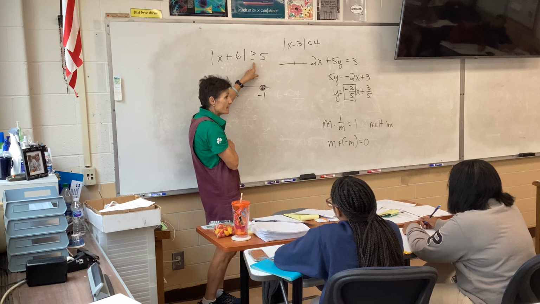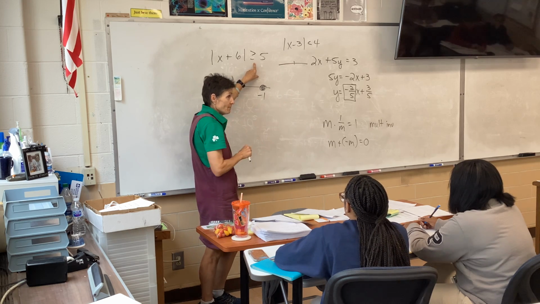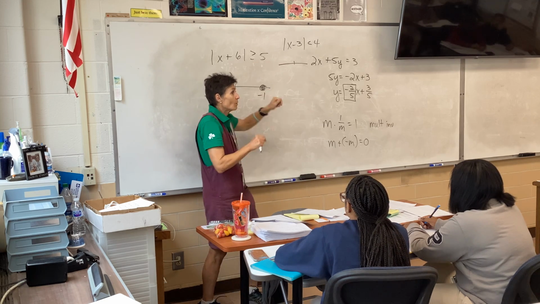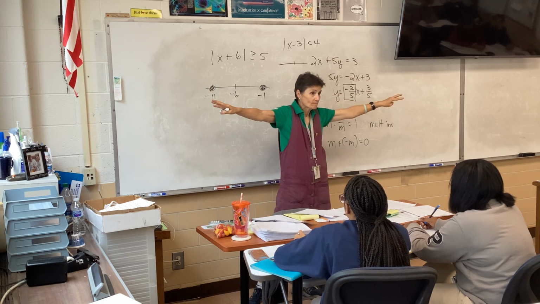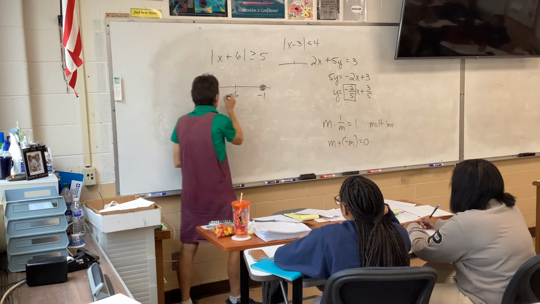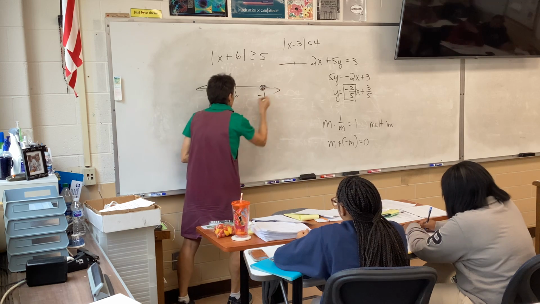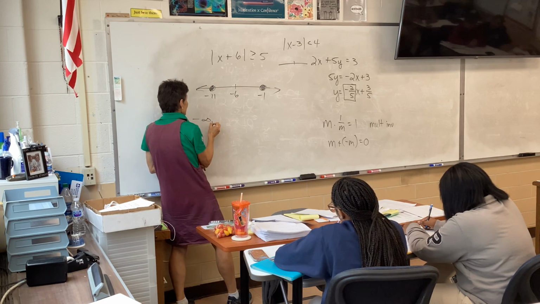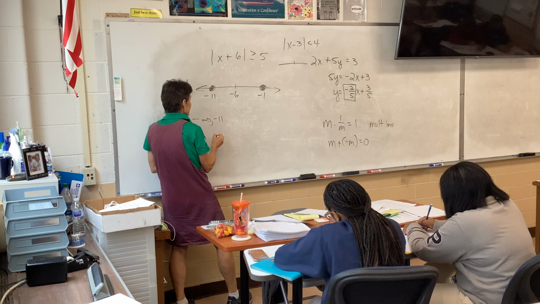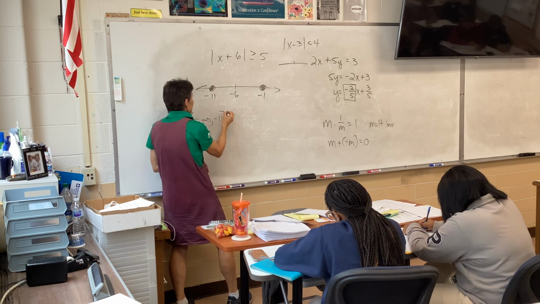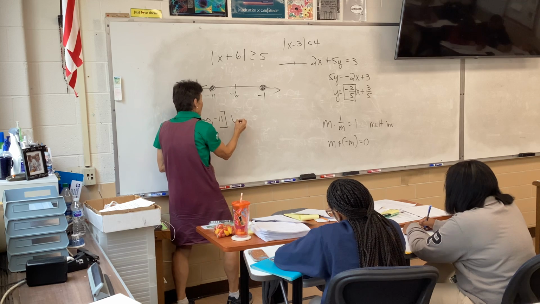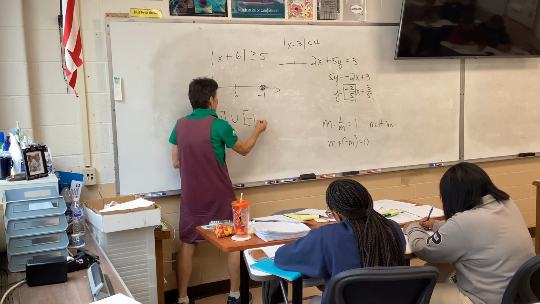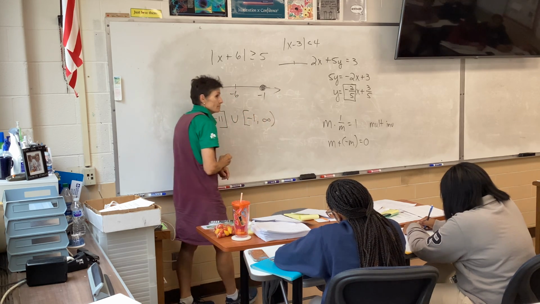Now, those two black dots are exactly 5 units away. I wanna be more than 5 units away. So if I wanna be more than 5 away, don't I wanna be out? So my answer is everything from negative infinity to negative 11, parentheses, bracket, because those are closed dots, or negative 1 to infinity.